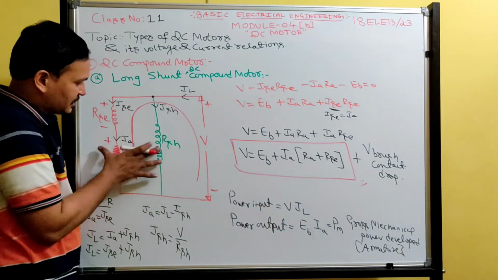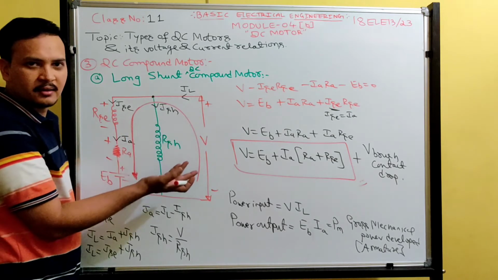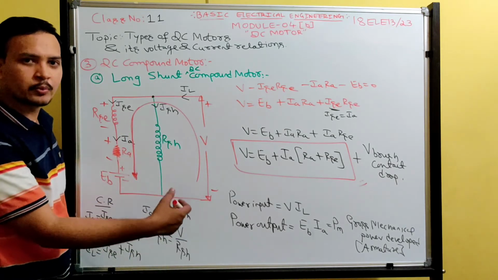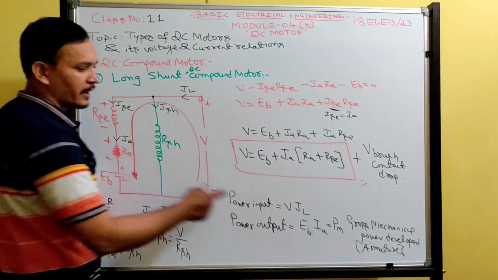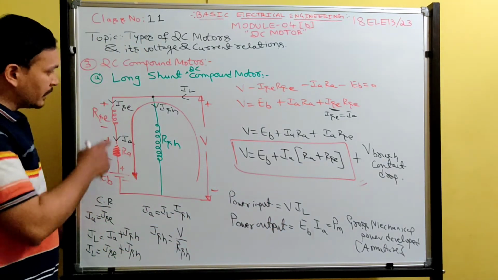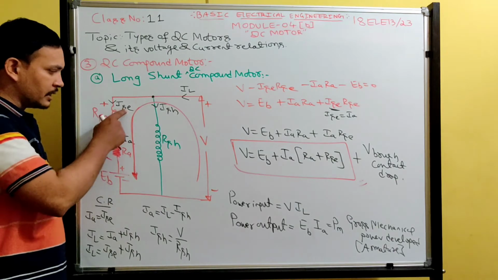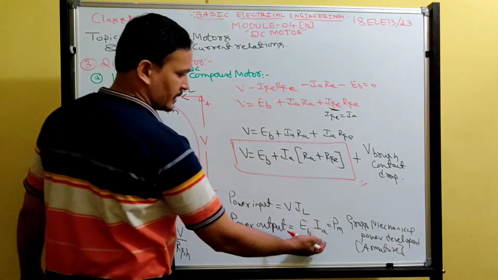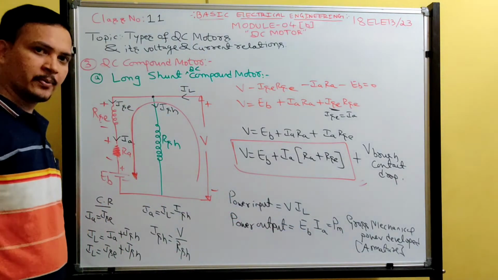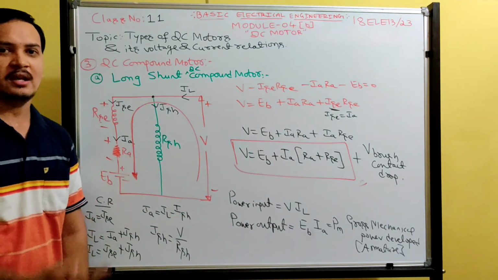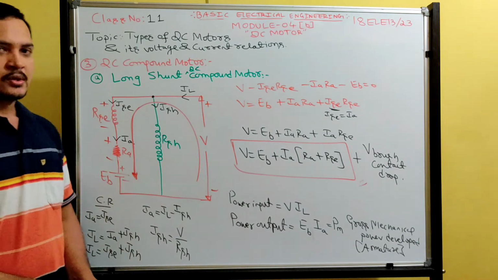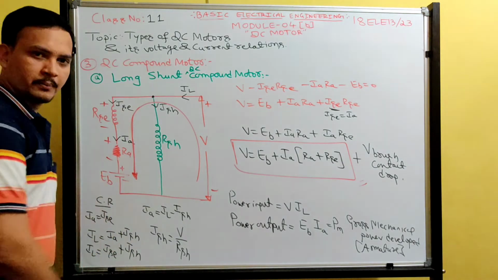The next is power input. What is the input power to this motor? V into IL. And what is the output power? Where is the output power produced? In the armature: EB into IA. And here I can also write EB into ISC, because IA and ISC are the same. So EB IA is the gross mechanical power developed. Where is this power developed? Very good, in the armature. So pause the video and then copy it down.